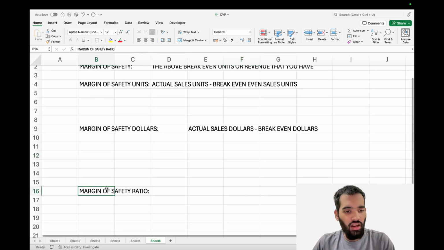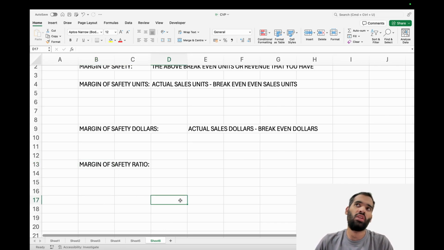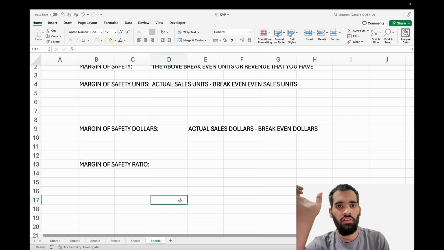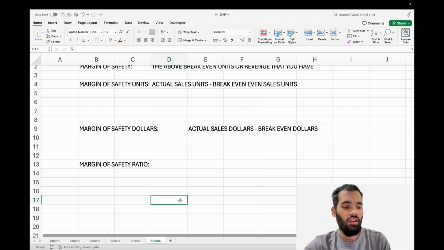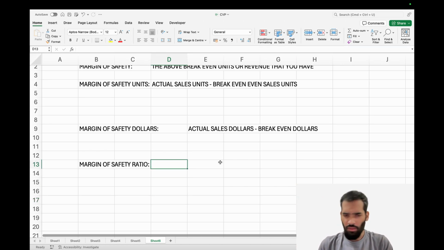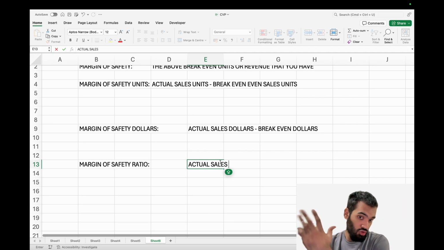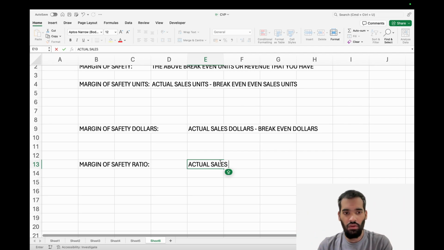And the last one we said is the margin of safety ratio. So this basically tells you, in ratio terms, how much of the current year sales or actual sales is our margin of safety in terms of a percentage, right? So for example, let me write the formula so I can explain it in more detail. The formula will be actual sales. By the way, if it's units, use units in the entire formula. If it's dollars, use dollars in the entire formula. You'll get the same answer.